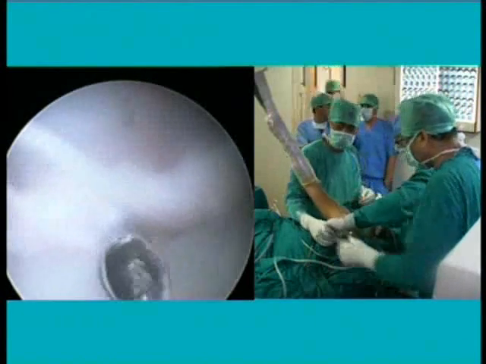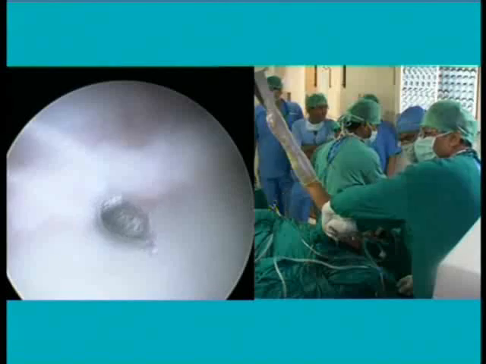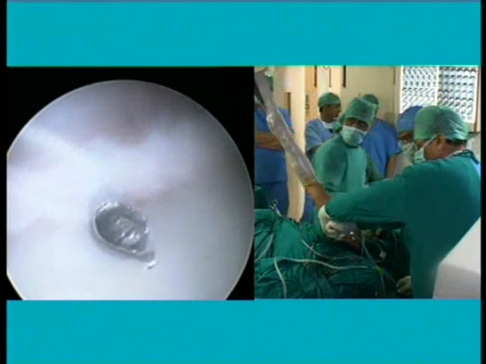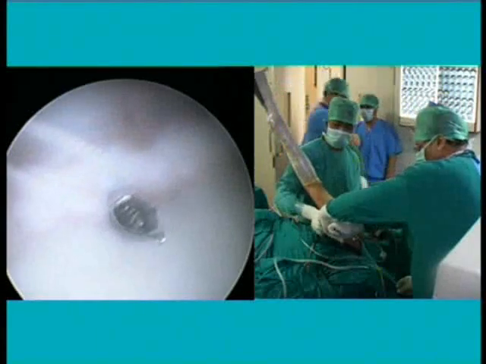as debridement of the rotator cuff interval. The capsule is removed, and just beneath the capsule, you can start palpating the coracoid.